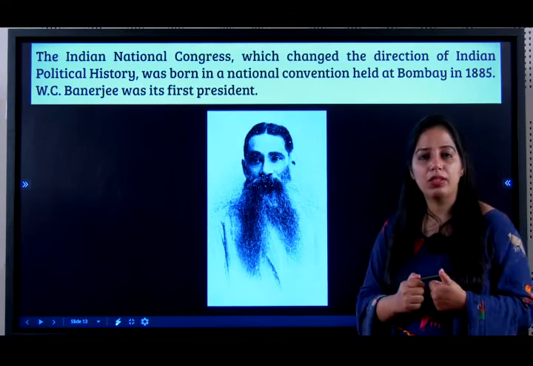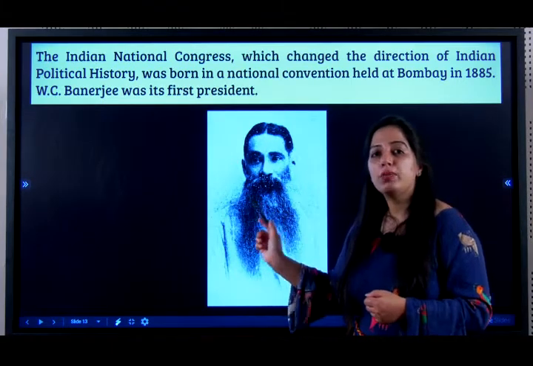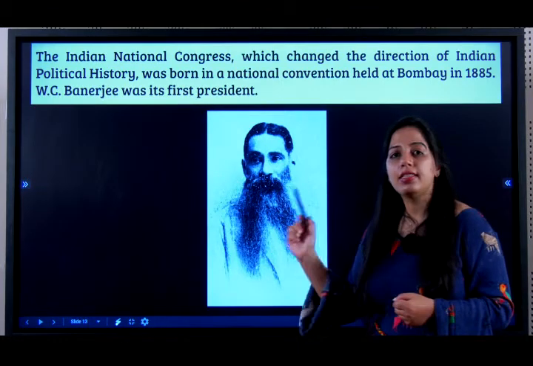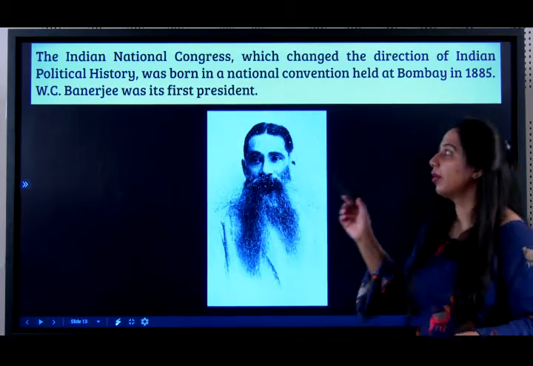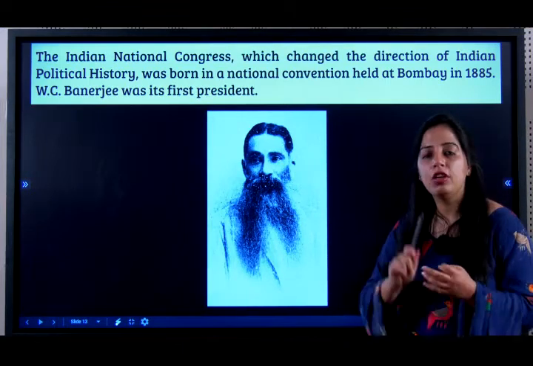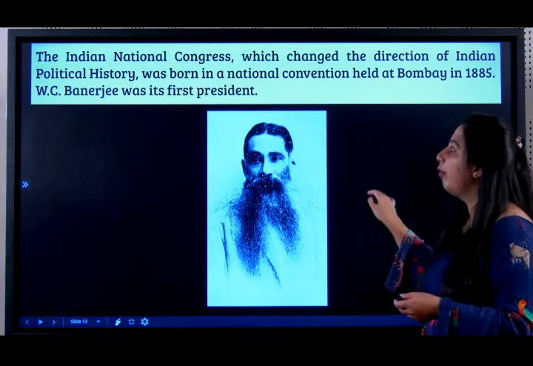Is this date important? Is the place important? Very, very important. Who was the first president? W.C. Banerjee. Even his name is very, very important. The place, the date, the first president, all the 3 are very important. They can ask anything as a fill in the blank for 1 mark.